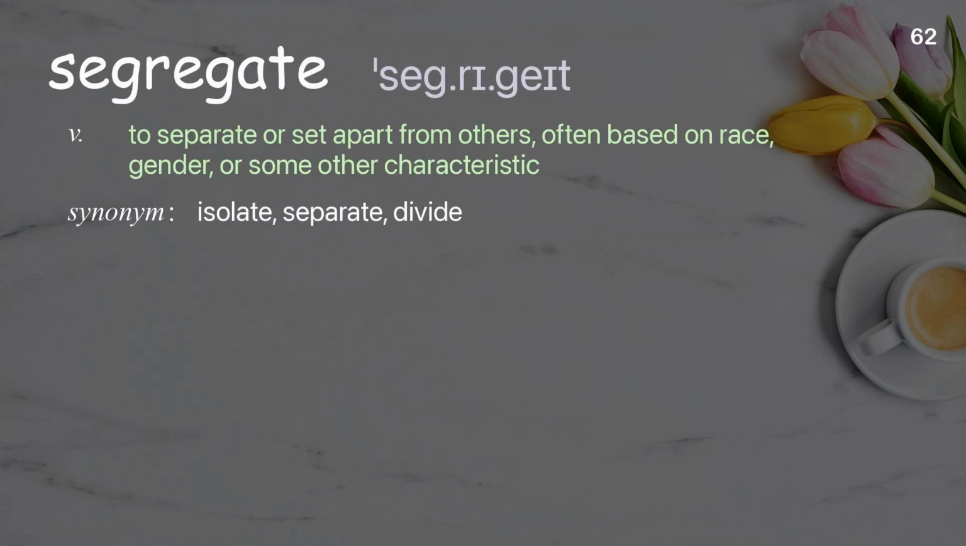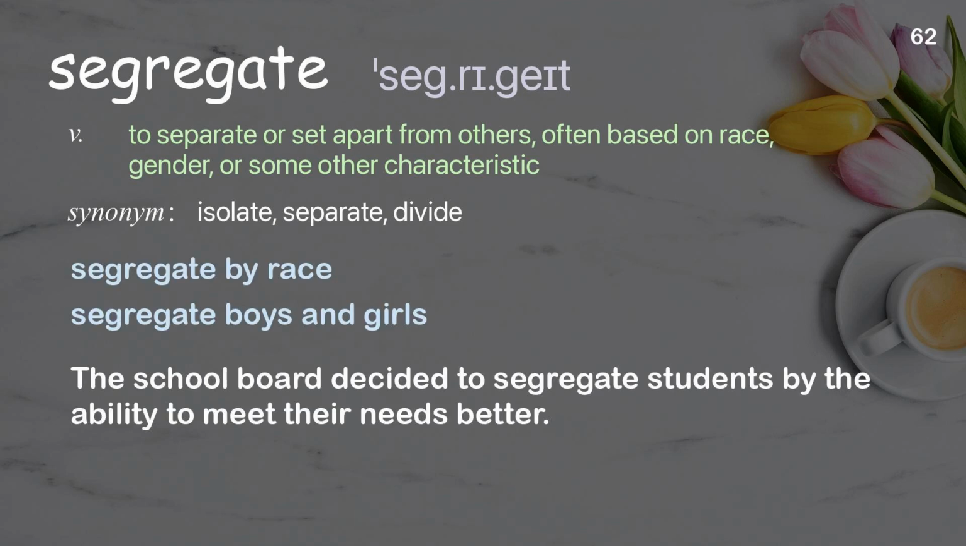Segregate. To separate or set apart from others, often based on race, gender, or some other characteristic. Examples: Segregate by race. Segregate boys and girls. The school board decided to segregate students by the ability to meet their needs better.